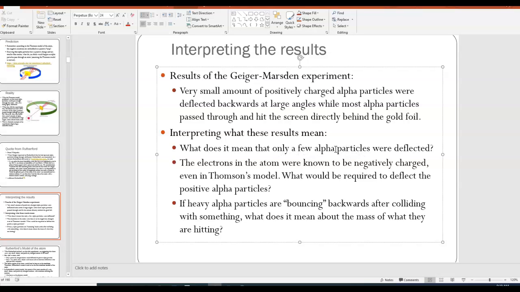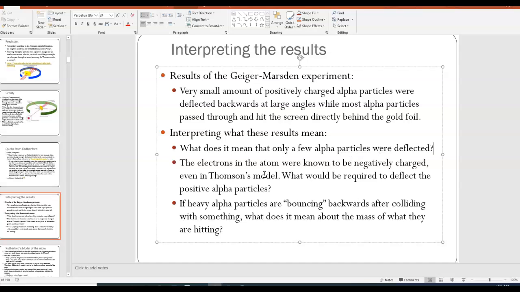Well, if 99.9% of the alpha particles are deflected, that means whatever they're hitting, because they have to be hitting something, the ones that are deflected, whatever they're hitting has to be very, very small. Okay, now how do we know that? Well, if it was bigger, then more of the alpha particles would be deflected. Okay, so they're hitting something small.